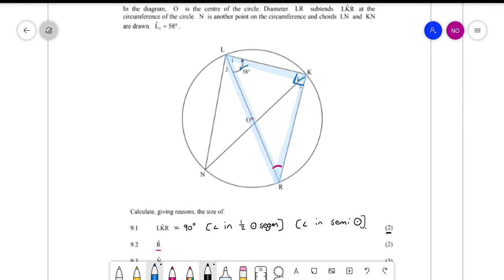So then I can calculate the third one by using something as simple as sum of angles in a triangle. Okay. Do you see? In this triangle. So it's going to be 32 degrees.